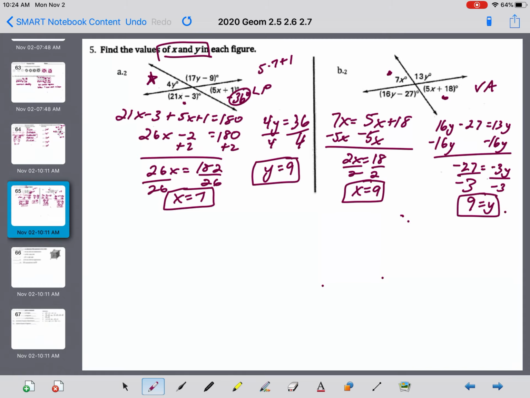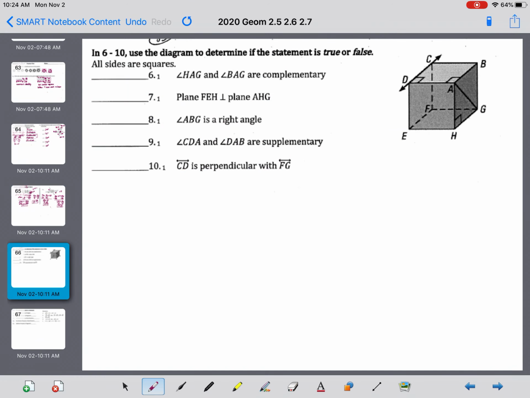All right, going to the next page. So we got some true falses. So we have to read these statements and see if they exist in the picture. If we can see they exist in the picture, we say true. If we don't see them existing in the picture, we say false. So we got a little box. That's kind of what the picture is. Nice little kind of cube, if you will. All sides are squares. That might be important because squares always have 90-degree corners. So if we make a statement here about a right angle, it might be true.